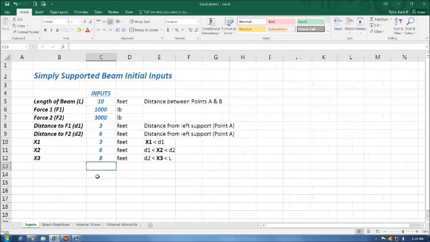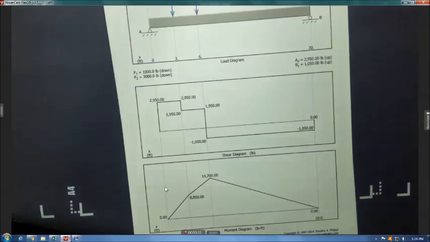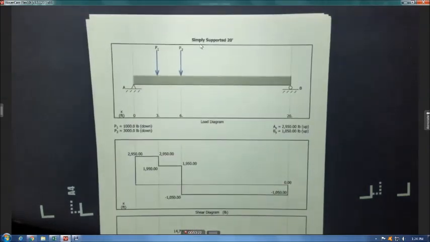Now, the only other thing, what I did was I added for you on here another set where all I did was I changed my overall length to 20 feet. When you do that, you can leave everything else the same. Make sure that your values change accordingly like you see here. Okay, so it's just a way to check it.